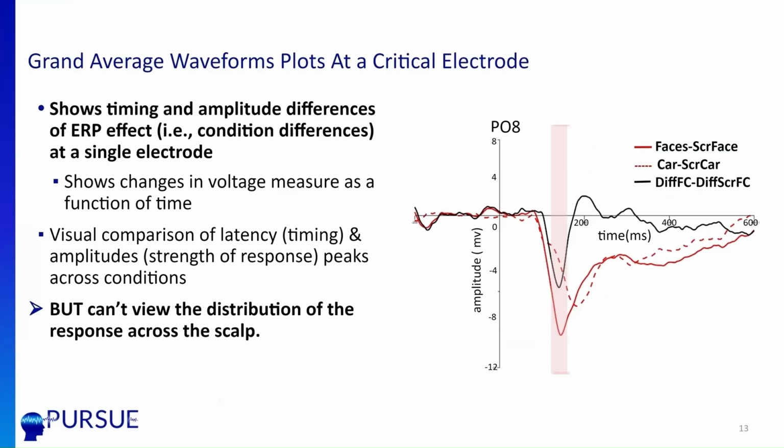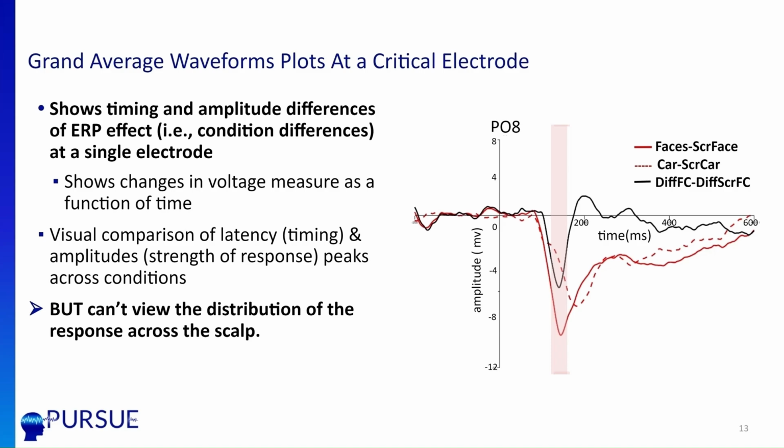Single electrode waveform plots will show timing and amplitude differences of an ERP effect. These waveform plots will show the changes in voltage as a function of time. If you want to get more elaborate, these waveform plots visually compare latency and amplitude peaks across experimental conditions. Now, a waveform plot is only good for a single electrode. They will not yield any information about scalp distribution.